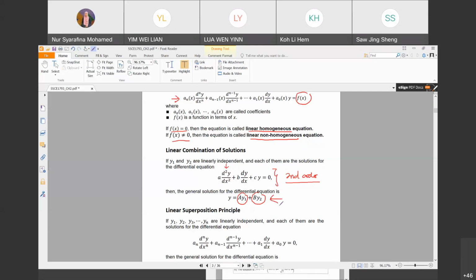Okay, so since we have up to second order, usually we're going to have up to two solutions, right? We are going to take a look after this at what the types of solution are. And if you have two solutions, you combine them together, then we just say that the general solution is the linear combination of the solutions. All right, is that clear?